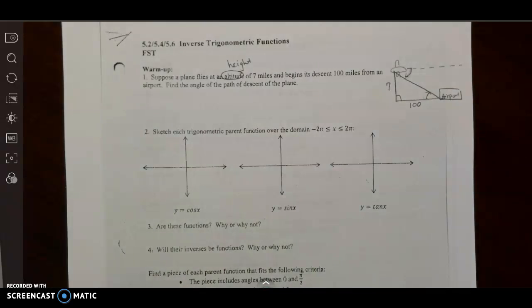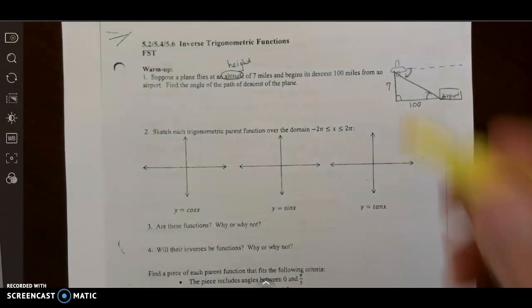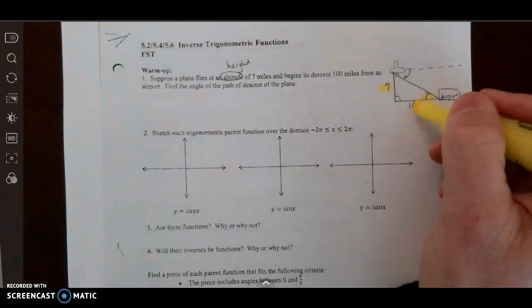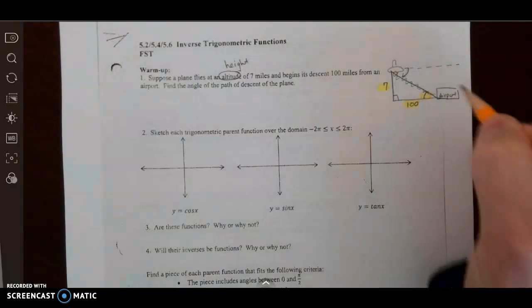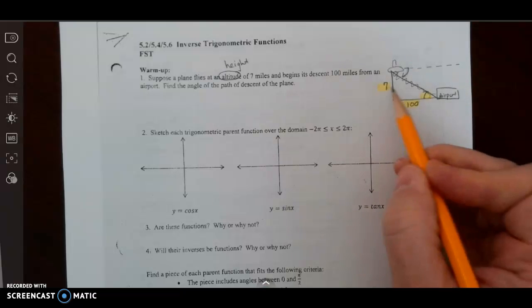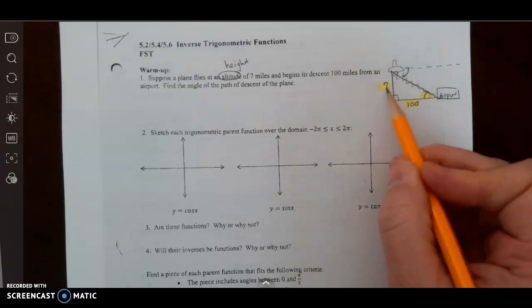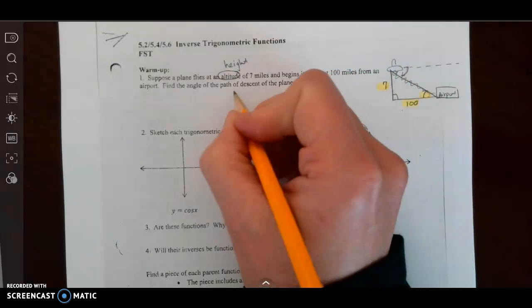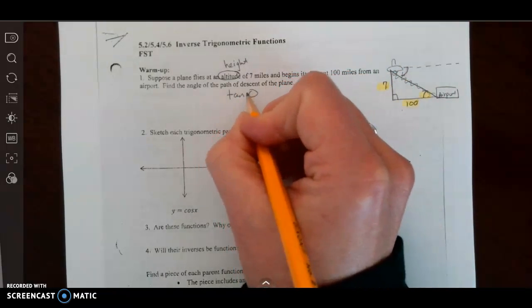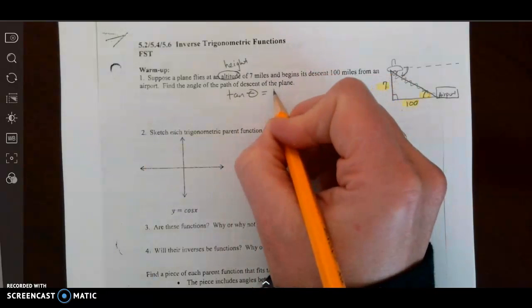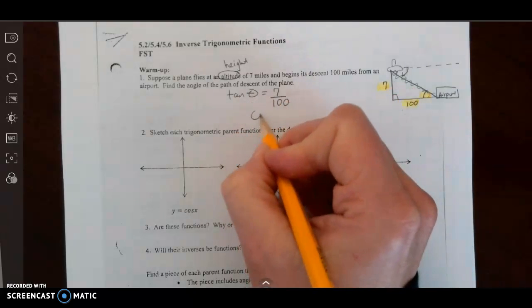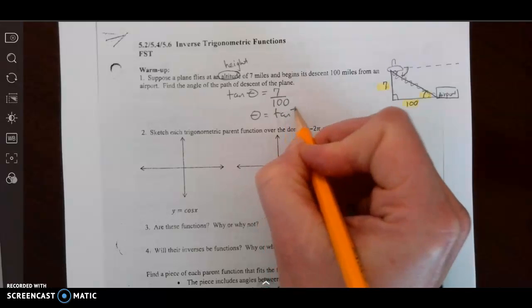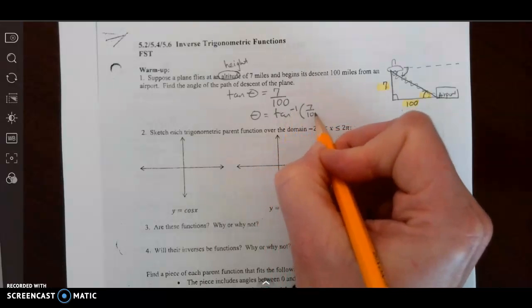triangle. So I'm going to use my highlighter again, and I'm going to highlight the different pieces. This is the angle that I want. These are the sides that I have. This is my hypotenuse. So these three have an opposite and adjacent. This is a tangent relationship. So tangent of the angle, excuse me, is equal to opposite 7 over adjacent 100. So to find the angle, I'm going to take the inverse tangent of 7 over 100.